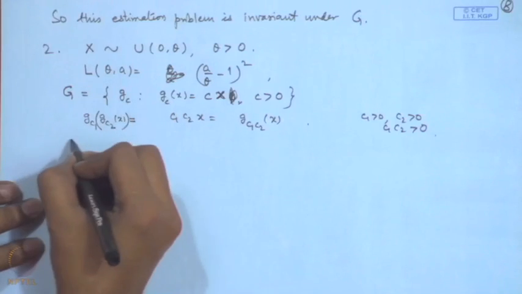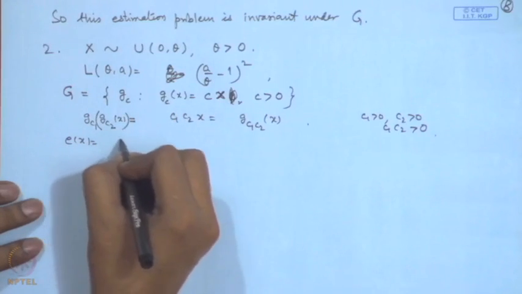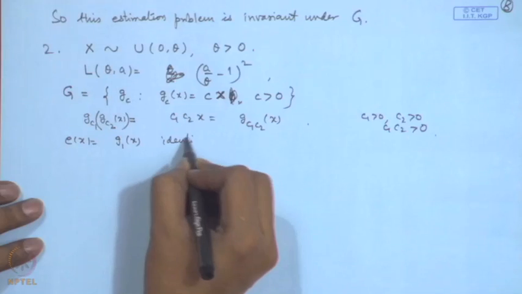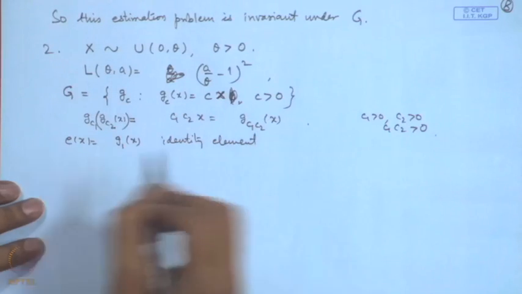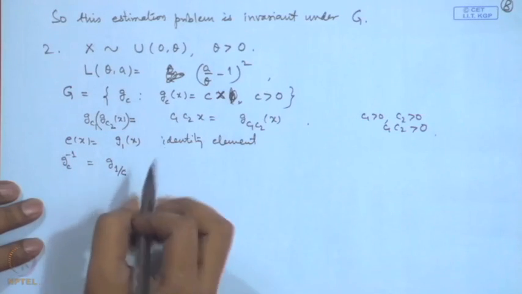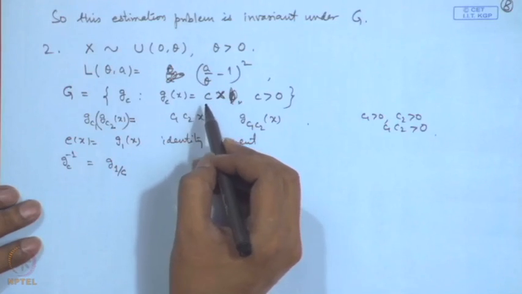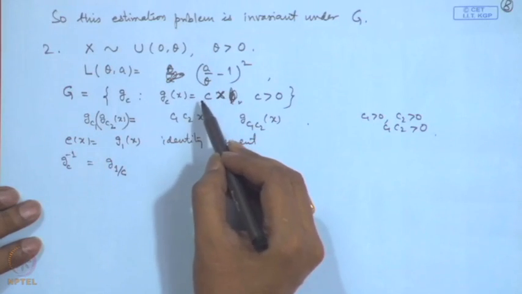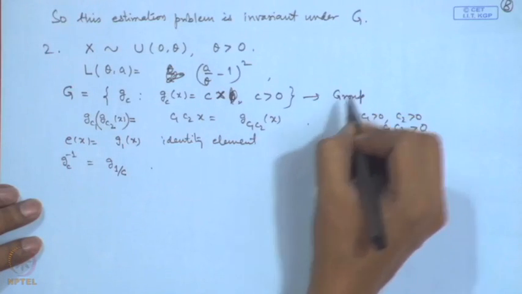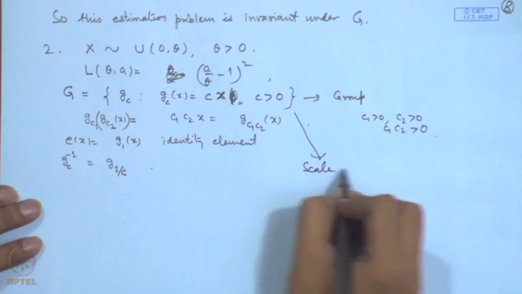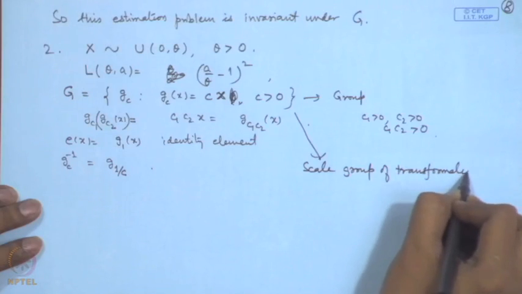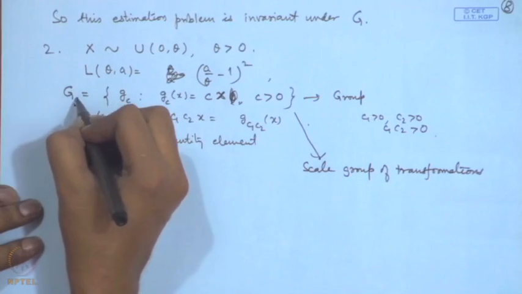The identity element is given by G of 1, that is corresponding to c equal to 1, this is the identity element, and G_c inverse is actually equal to G of 1 by c, because if you take G_c and G of 1 by c on that, then you will get the identity element. So, this is a group, we actually call it a scale group of transformations. We can use the notation G_S for the scale.